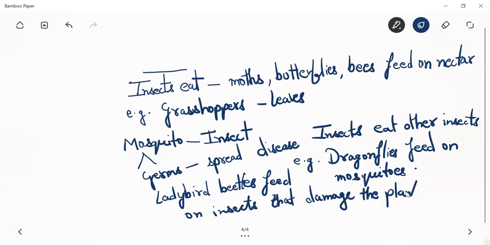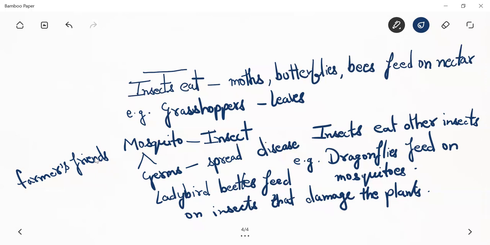So that is why ladybird beetles are known as farmer's friends. Now tell me, who are known as farmer's friends? Ladybird beetles. Yes. Another farmer's friend is the earthworm.